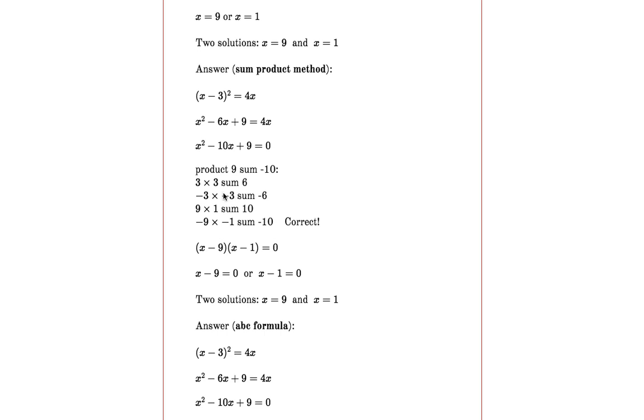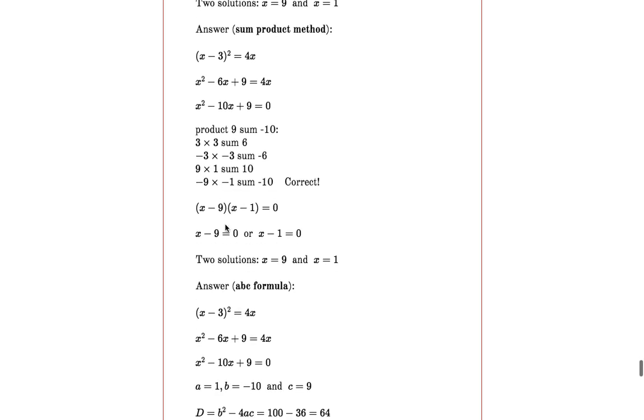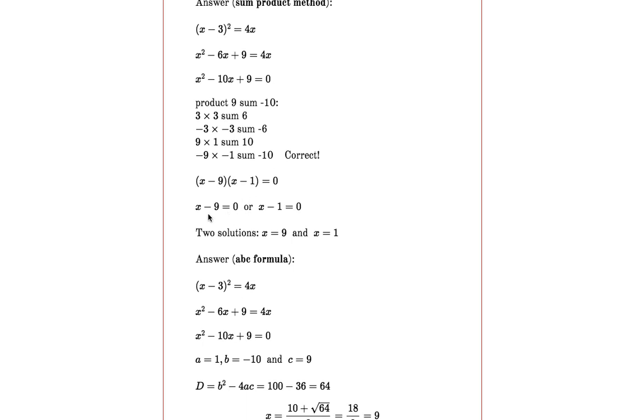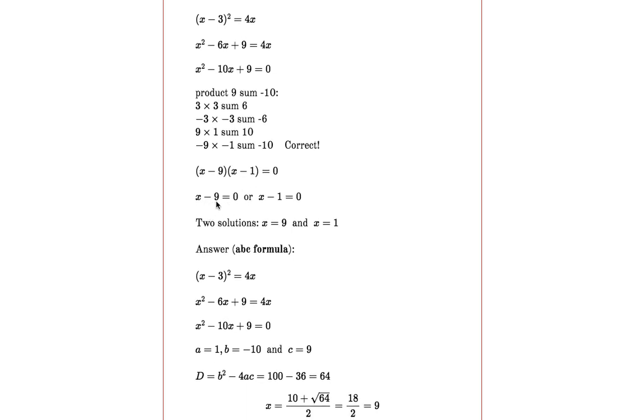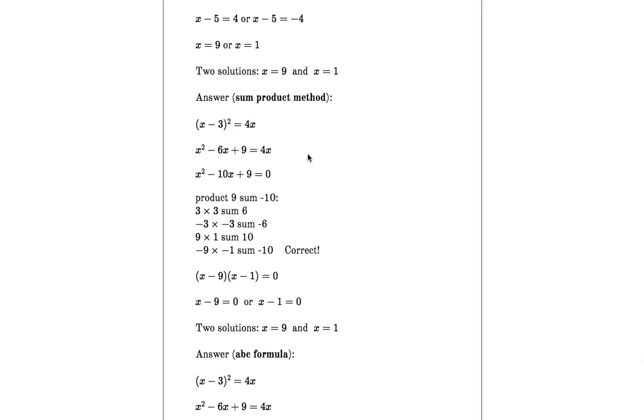So we need 9 times 1. Oh, we're almost there because the sum is 10. We only need to add the minus signs in order to get it negative. So we put 2 negative signs, and the product is still 9, and the sum is minus 10. So we take minus 9 and minus 1. So x minus 9 is 0, or x minus 1 is 0. So x is 9 or x is 1. This is the same as what we found here.